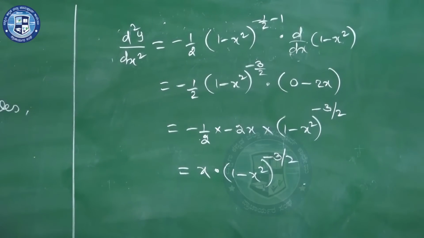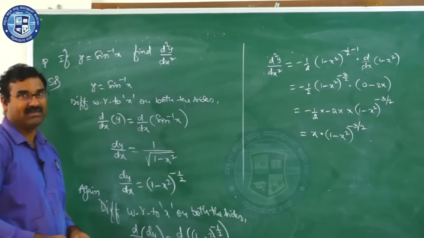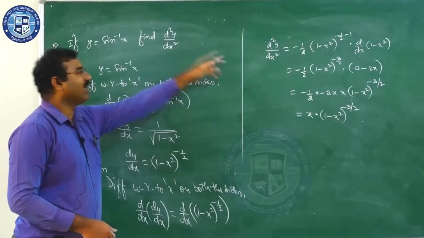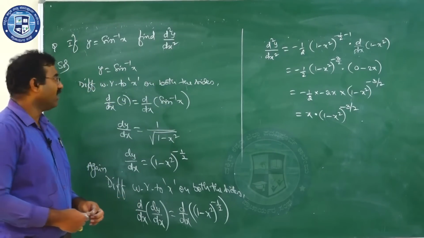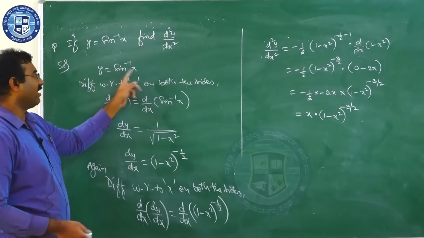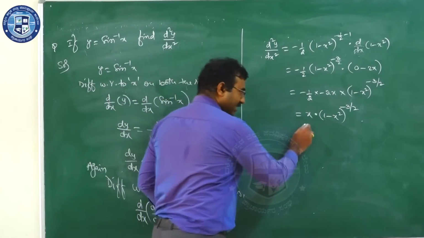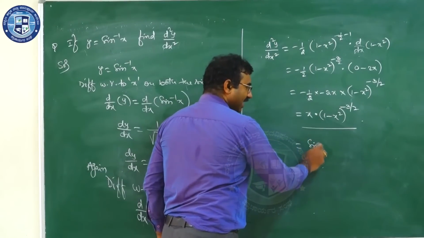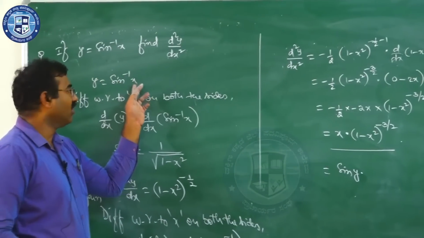Sometimes they will ask to find d square y by dx square only in terms of y. Just suppose they ask d square y by dx square in terms of y. How can we convert this answer into terms of y? From y is equal to sine inverse x, we can write x equal to sine y and just substitute there. x is sine y from here, since y is equal to sine inverse x.